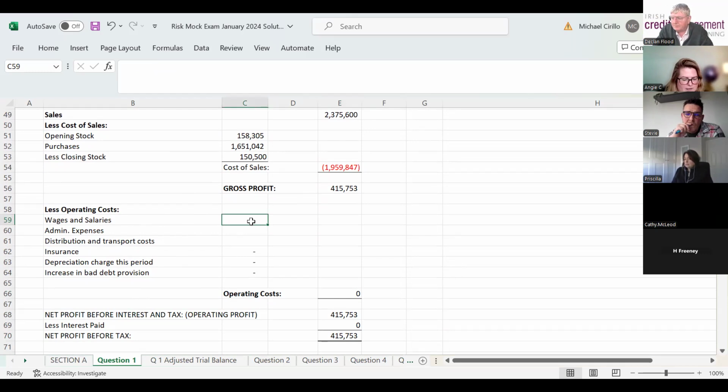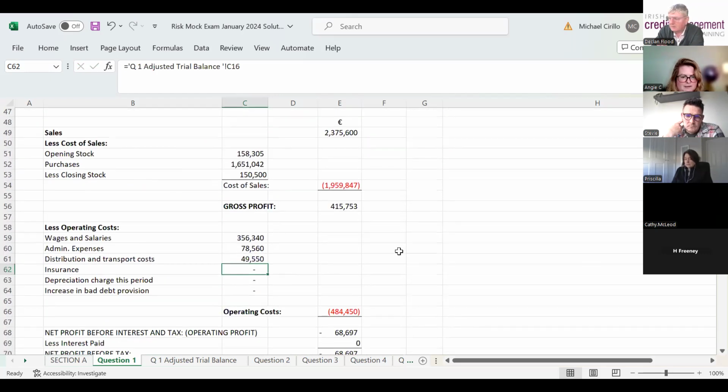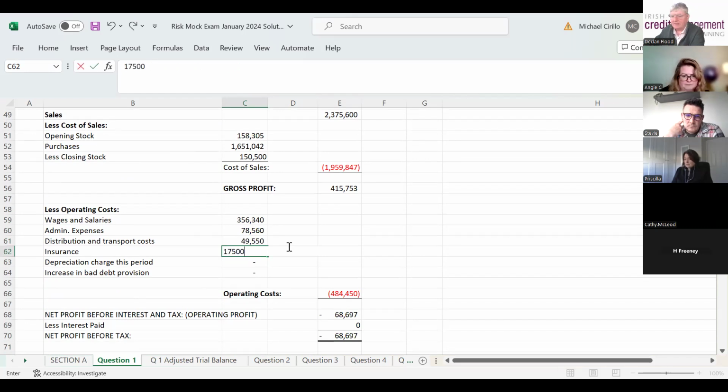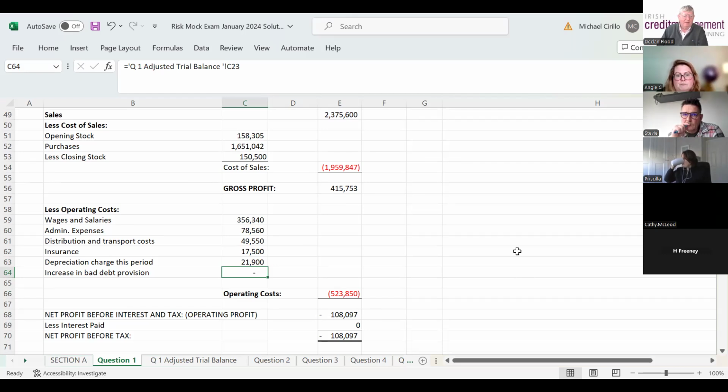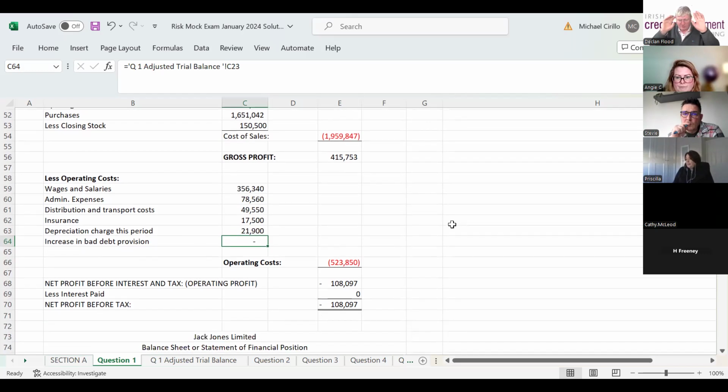So you'll have your wages and salaries, which is 356,340. Your admin expenses, 78,560. Your distribution and transport costs, which is 49,550. Your insurance, I don't have the adjustment there, but you get the adjusted figure, 17 and a half. 17.5, yeah. Your depreciation charge for this period, that's both on your motor vehicles and your fixtures and fittings. I would put the total in there for the two, so 21,900, or you could put them in separately, Dec. Either way is fine. To be honest with you, I think for your benefit it's easier to do it separately. The less calculations you do and the less you think, just write everything down. But either is fine.